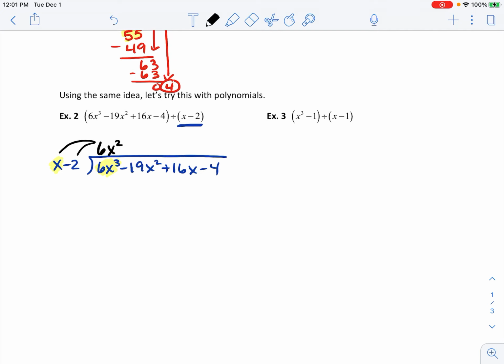You're going to have to multiply to both of those. Okay, so on the first one, 6x squared times x, that's 6x cubed. And then 6x squared times negative 2 is negative 12x squared. Now, you guys, what did we do next?